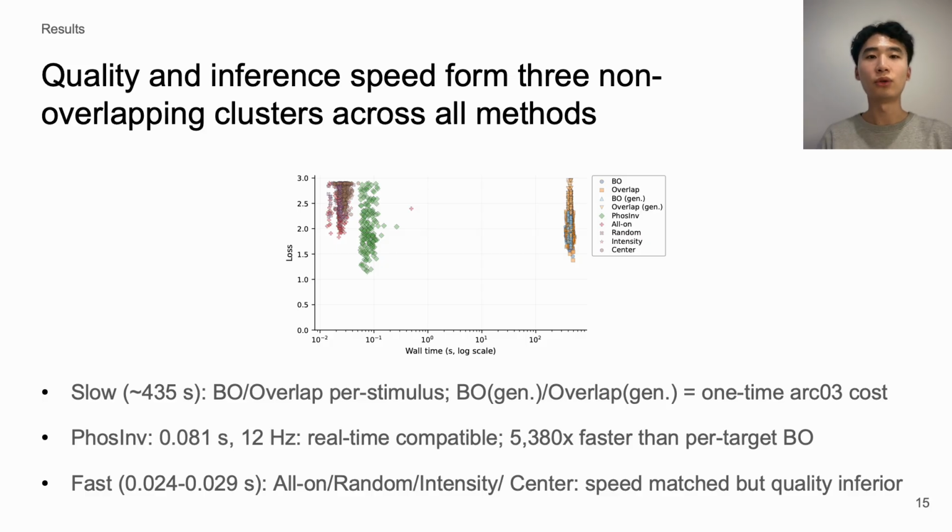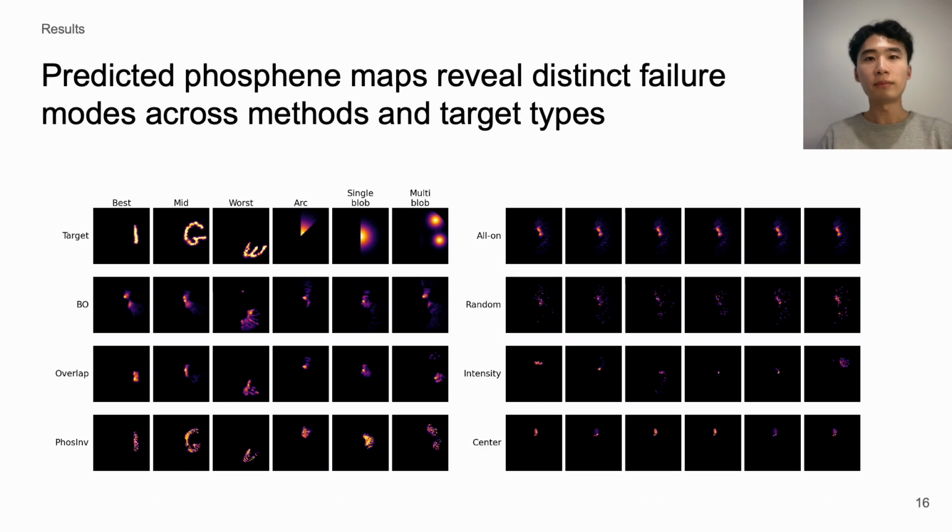PhosInv sits on its own at 0.081 seconds, roughly 12 Hz. It's the only method that is both real-time compatible and competitive in quality. Finally, looking at the predicted maps themselves makes the failure most visible. BO fires every electrode, so it produces a luminous haze that washes out fine structures.